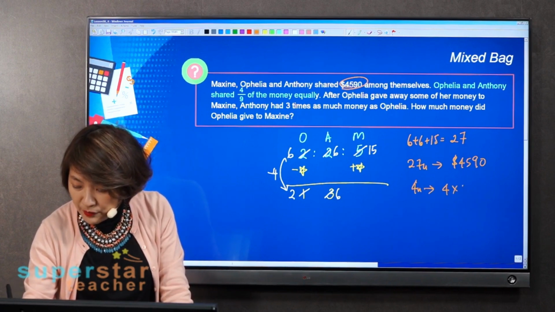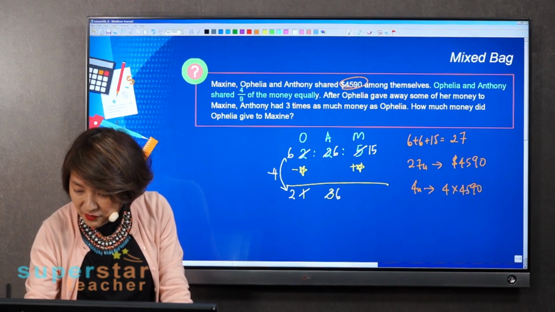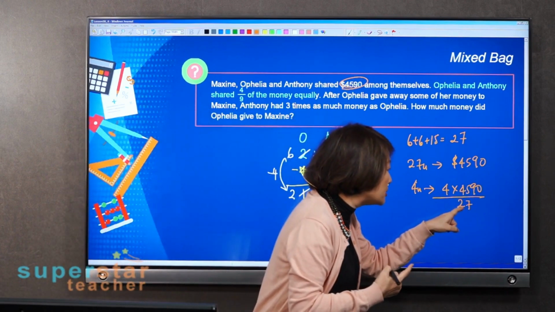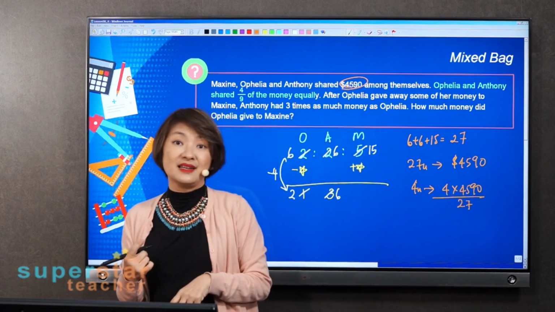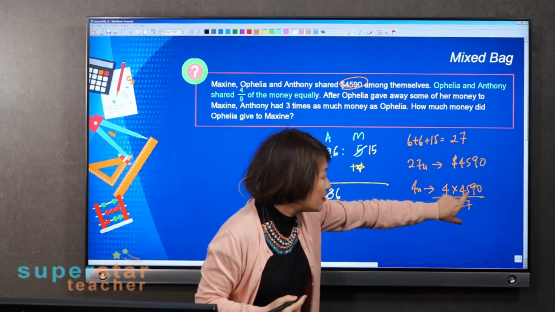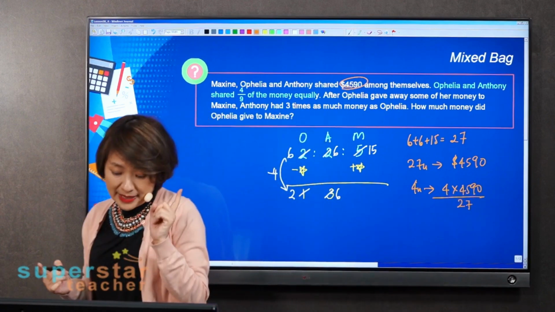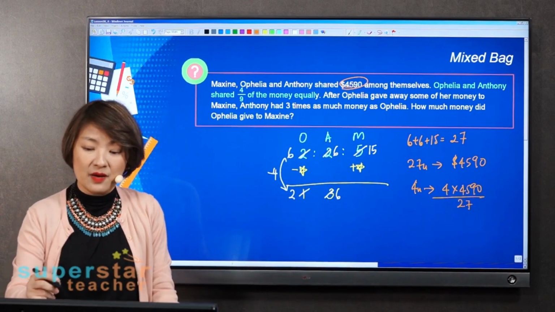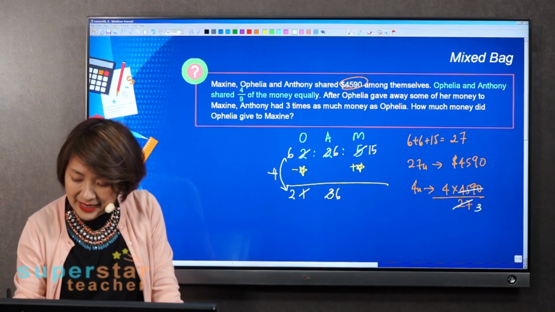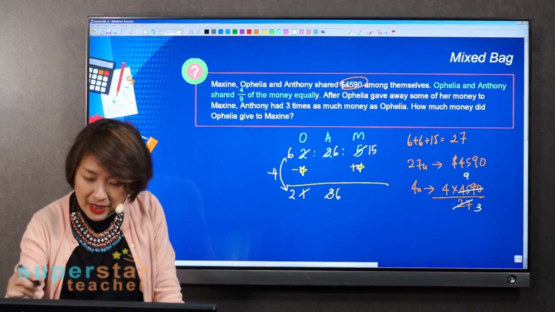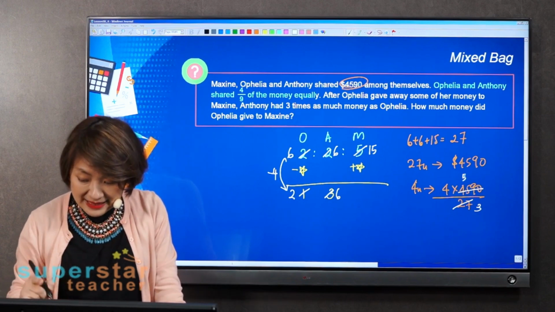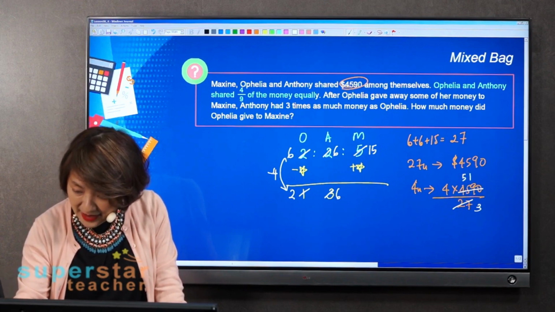4 times 4,590 divided by 27. Your math sensitivity should be there to be able to tell that these are divisible by 9. You see how the numbers have to do with the 9 times table. See, 27, then there's a 45, there's a 90. So you know that it can be divided by 9. If I divide this by 9, I will get 3. I divide this by 9, I'll get 5. And then 90, it will be 10, like this.